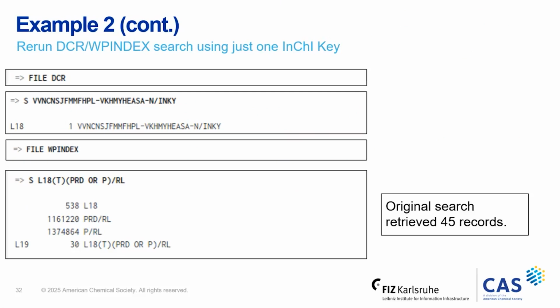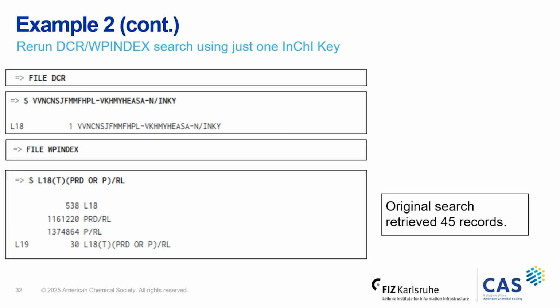And in this case, I just reran those searches with the one that is truly the D-penicillamine. I got 1 hit. When I put that into WP Index, I got my set of 30 compared to my original set of 45.